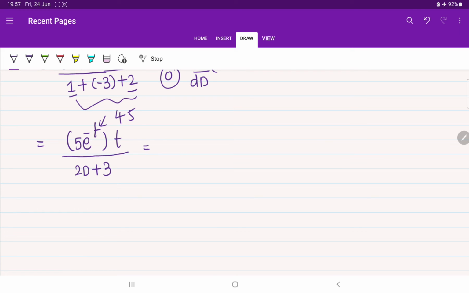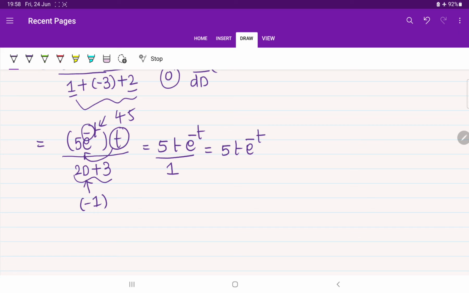Once again repeat the same procedure. Now what is the coefficient of your t? In the power we have -1. Replace d by -1. Now what will you obtain? 2 into -1 will become -2, and -2 plus 3 will give us +1. So what is the answer? In the numerator I am writing 5t into e power minus t. I have just interchanged the position, keeping t with 5. Divided by only 1, this can be simply written as 5 times t into e power minus t. This is how we obtain the particular integral when an exponential function is given.